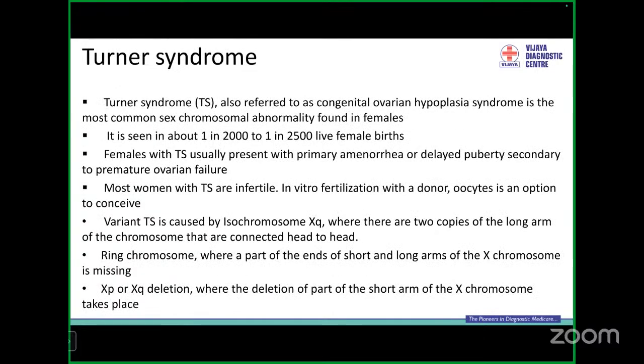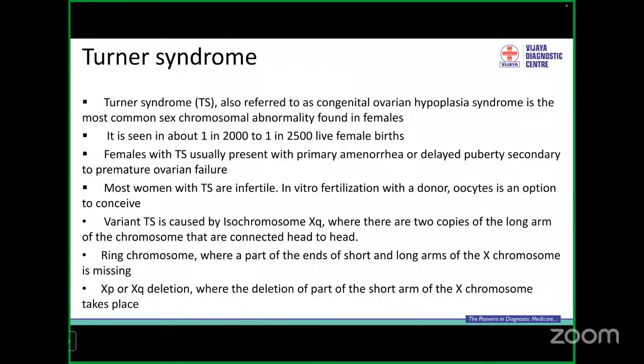The next condition is Turner syndrome. Turner syndrome, the most common numerical aberration seen, is also referred to as congenital ovarian hypoplasia syndrome, which is the most common sex chromosome abnormality found in females. It is seen in about 1 in 2000 to 2500 live births. It usually presents as primary amenorrhea or delayed puberty. And most of these women with Turner syndrome are infertile, so IVF would be the option for them.